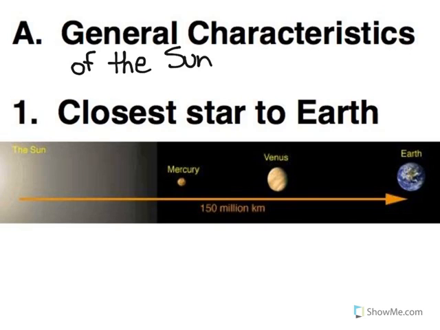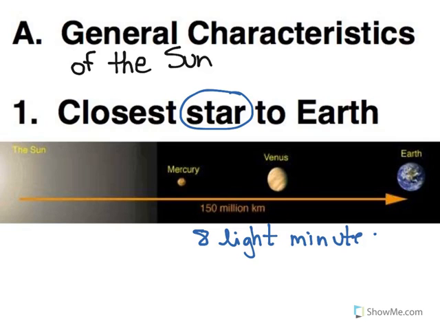And the first thing to know is that our Sun is a star, and obviously it is our closest star. In terms of light travel time, our Sun is 8 light minutes away. So it takes light 8 minutes to travel from the Sun to the Earth.